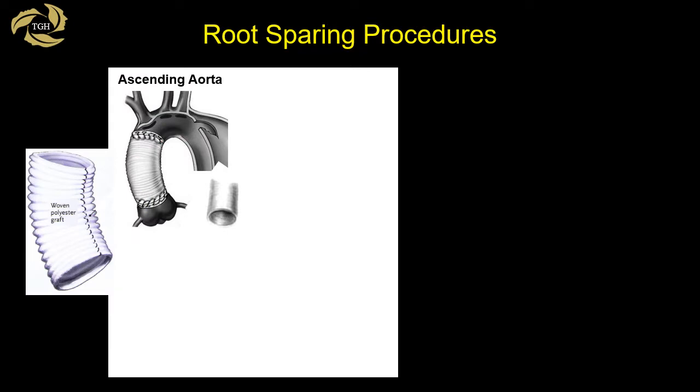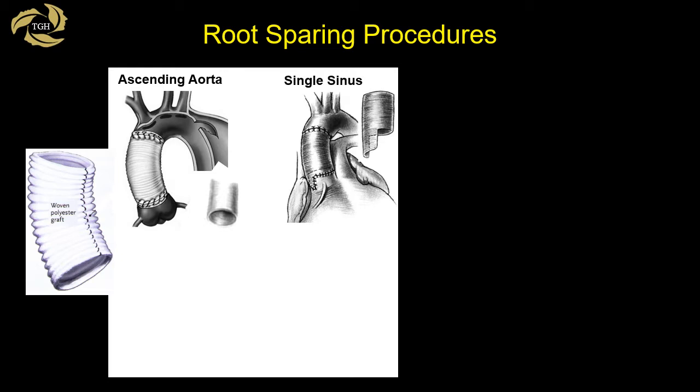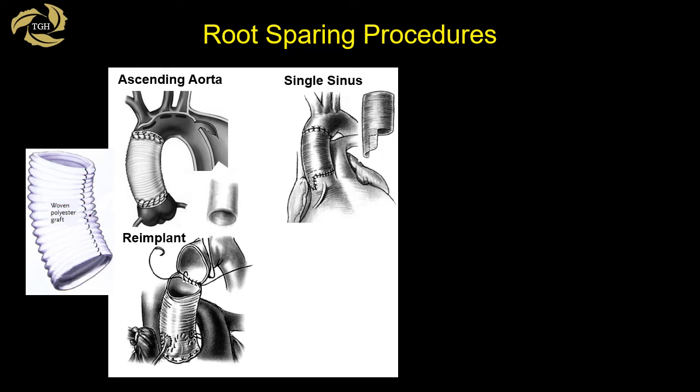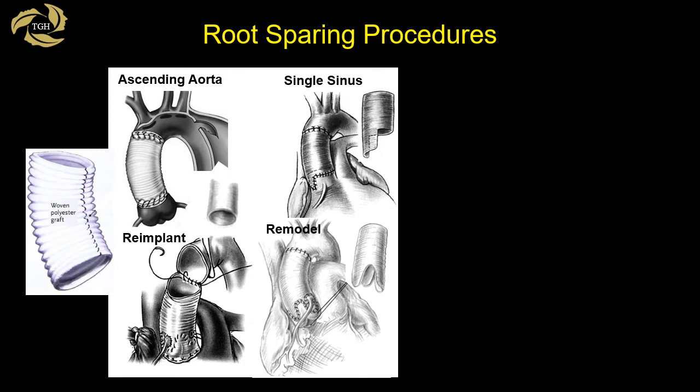Sparing procedures use a Dacron graft to replace the diseased aorta. This may involve just replacing the ascending aorta, replacing the ascending aorta and a single sinus, using a reimplantation technique, or a remodeling technique.